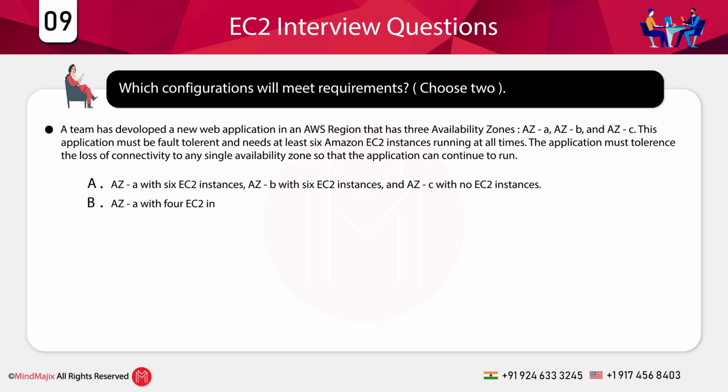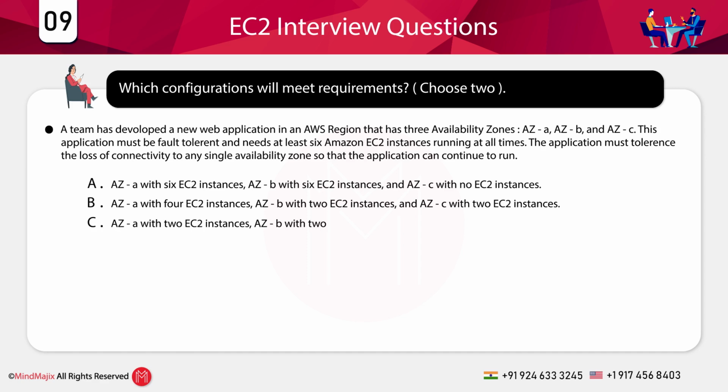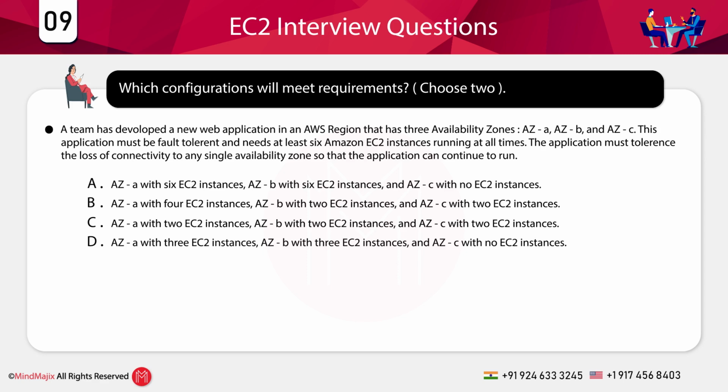Option B: A with 4 instances, B with 2 instances and C with 2 instances. If A fails, the total number of instances is 4. We need 6. So B is eliminated here. C: AZ-A with 2, AZ-B with 2, AZ-C with 2. Here if one fails, it will make only 4 EC2 instances, so it will not meet our requirement as well. D: AZ-A with 3, AZ-B with 3, AZ-C with no instance. If A fails, again the total is 3.